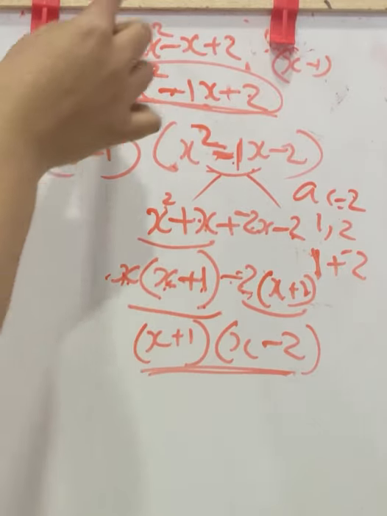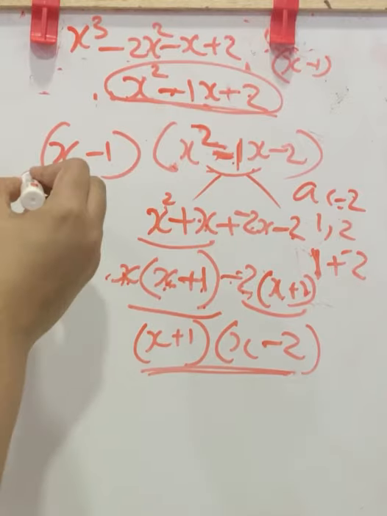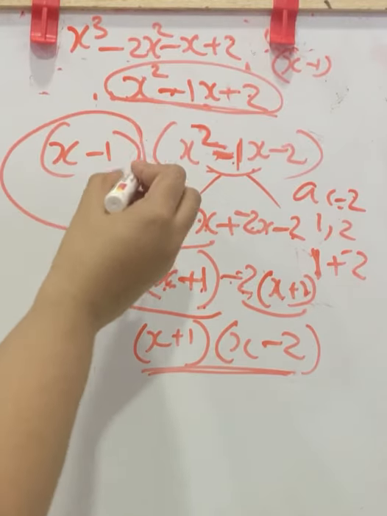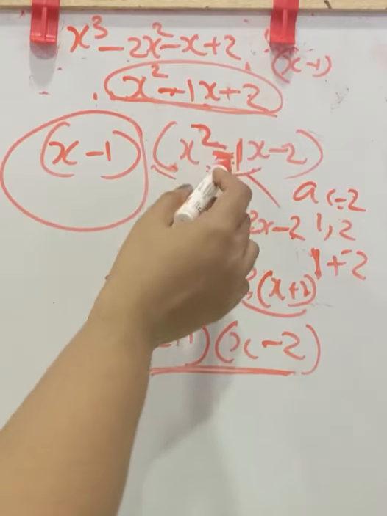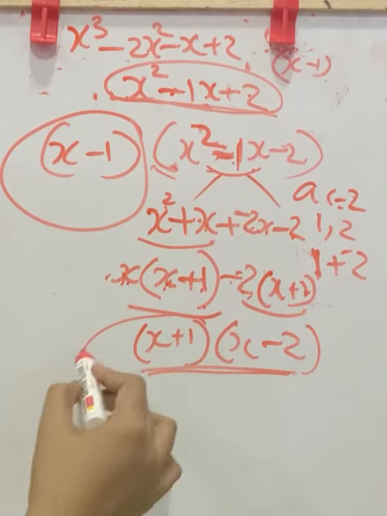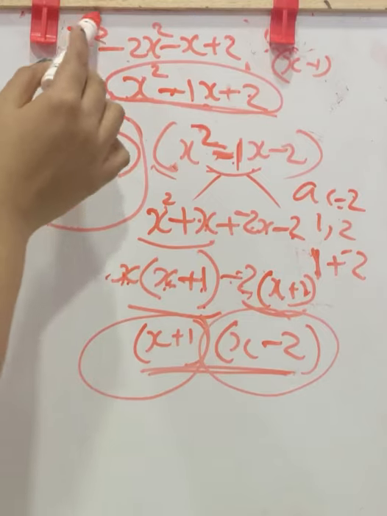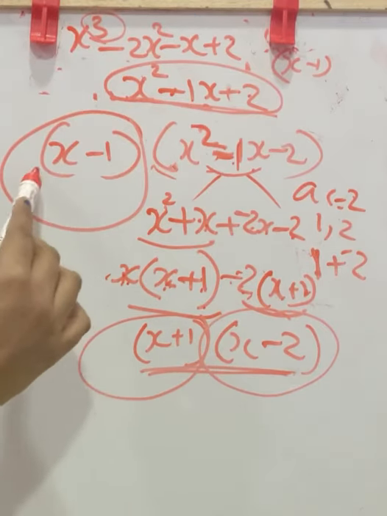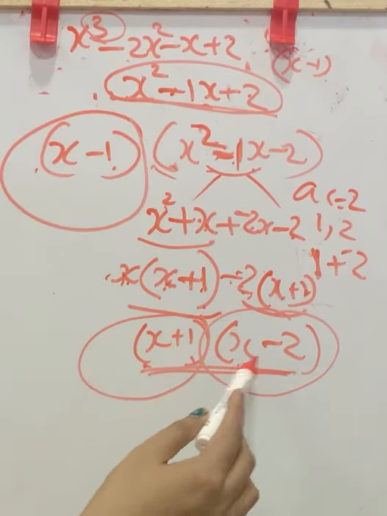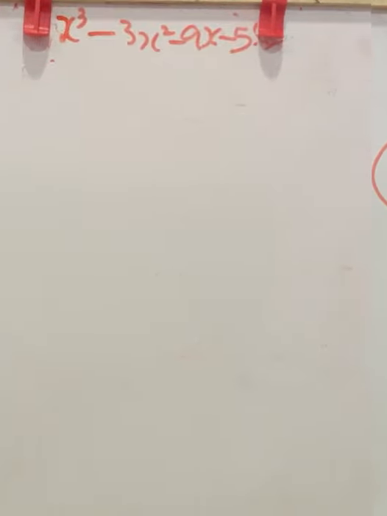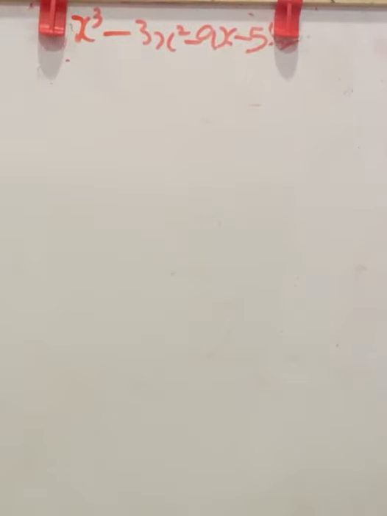Now we are talking about the cubic polynomial. First we got this as a factor, then after factorizing it, we got the other two linear polynomials as factors. So all the three factors of the cubic polynomial are x minus 1, x plus 1 and x minus 2. Next, factorize this cubic polynomial.